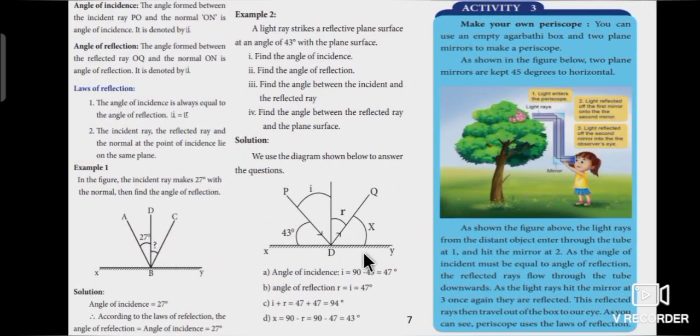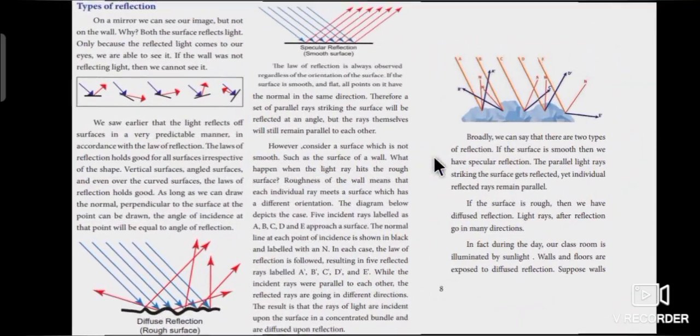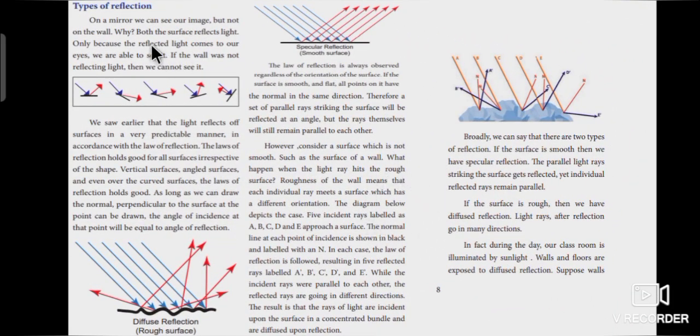Page number 7 explains about laws of reflection. What are the laws of reflection? First law, the angle of incidence is always equal to the angle of reflection. Second law, the incident ray, the reflected ray and the normal at the point of incidence lie on the same plane. Page number 8 explains about types of reflection. What are the two types? Diffuse reflection and specular reflection.